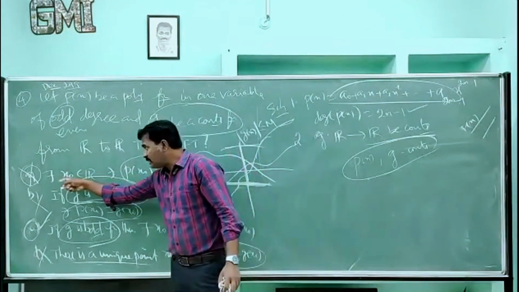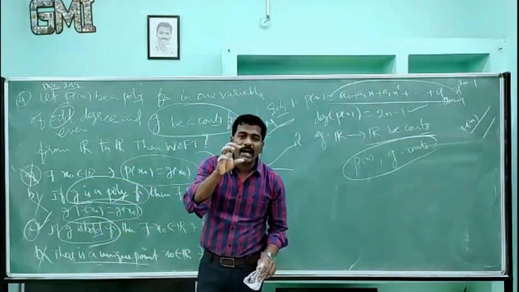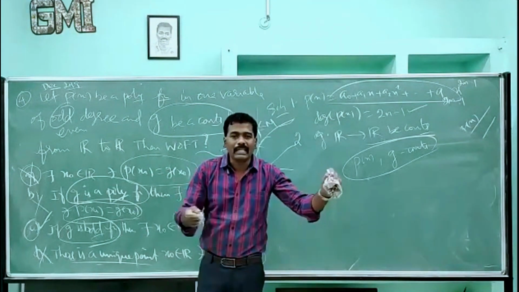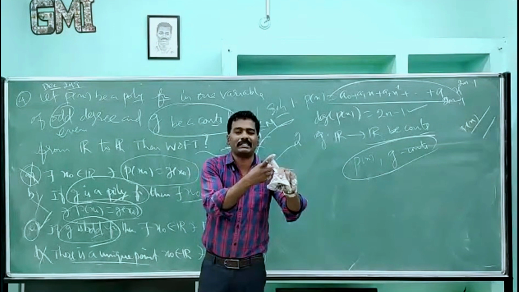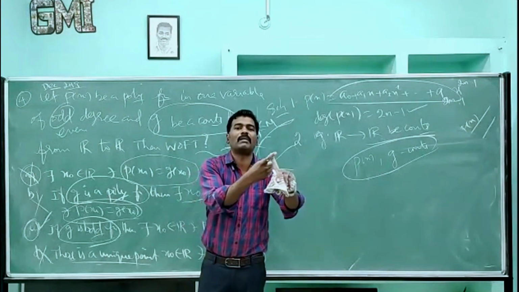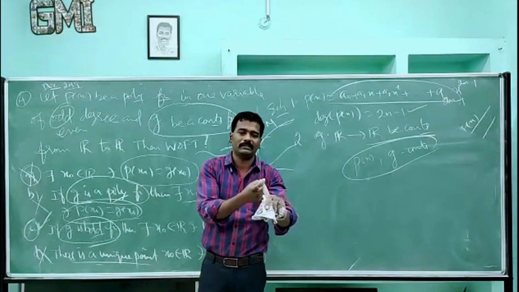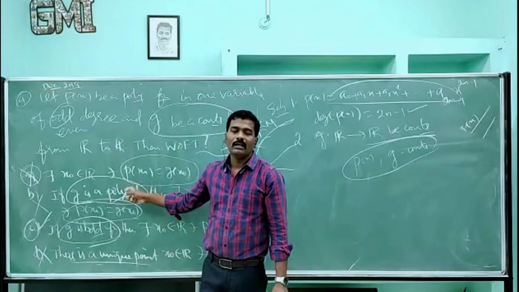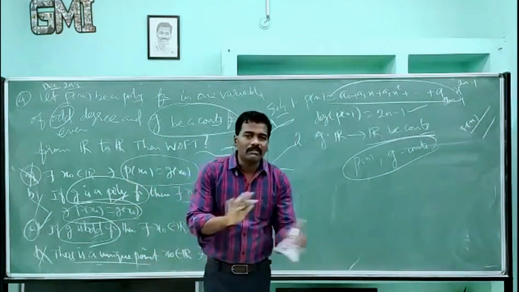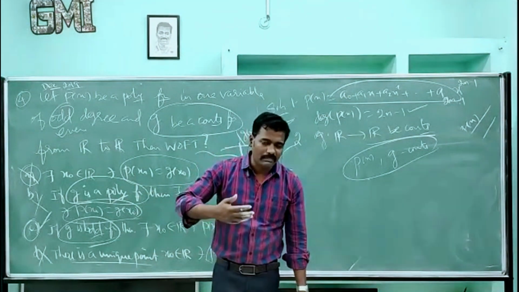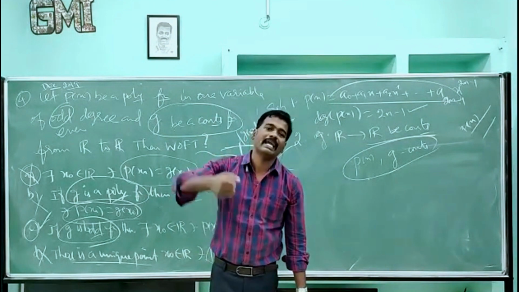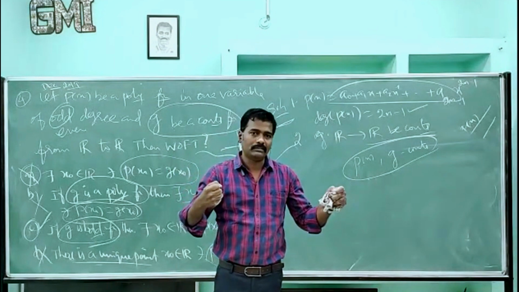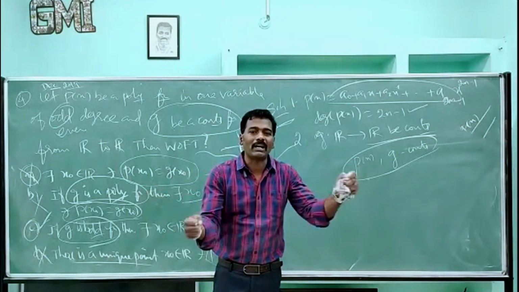Option A says that whenever you have P of X an odd degree polynomial and G of X any continuous function, they always have to intersect at least one time, which means they have the common value at some point, at least one point where both outputs are the same. I am saying that this is not always true. Not always true means I am trying to give a counter example: some odd degree polynomial P of X and some continuous function, but they don't have any common point.